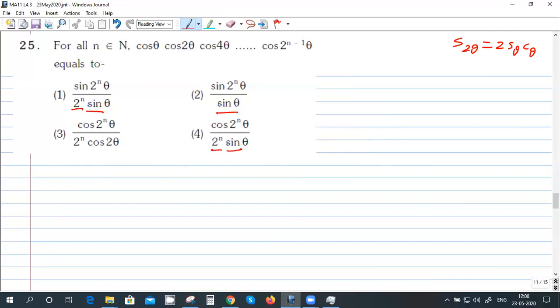So it will be 4. Multiply and divide by 2 sin theta and then combine 2 sin theta cos theta. So that will become sin 2 theta, and again you can combine sin 2 theta and cos 2 theta. That will give sin 4 theta. Again you can combine sin 4 theta and cos 4 theta. You got it now? Just look at the pattern now.